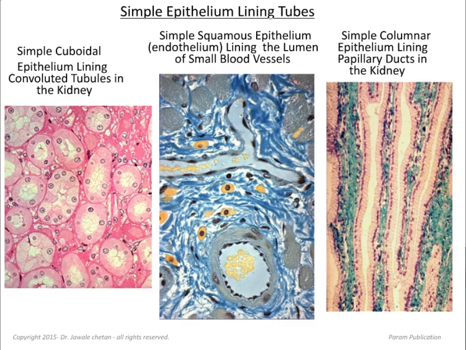With different stains, these epithelial tissues can be visualized in different ways. Simple epithelial lining tubes. Here, simple cuboidal epithelial lining convoluted tubules in kidney. So this is a section of a kidney. Here all these are the tubules.